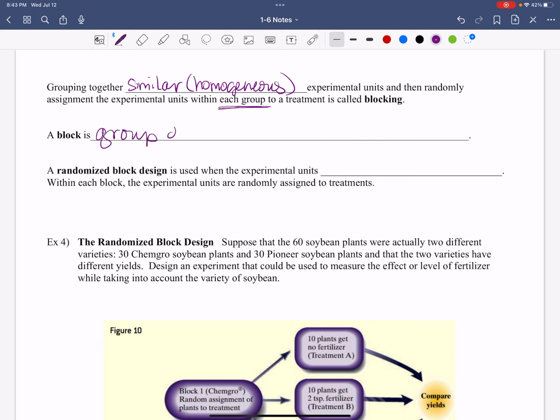A group of homogeneous individuals. Right, so things that are the same, but I want to block. So if I'm going to group things together and block them together, then I'm going to use what's called a randomized block design. It is used when the experimental units are divided into blocks.